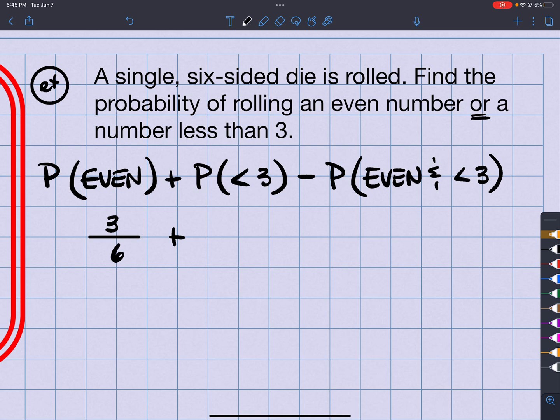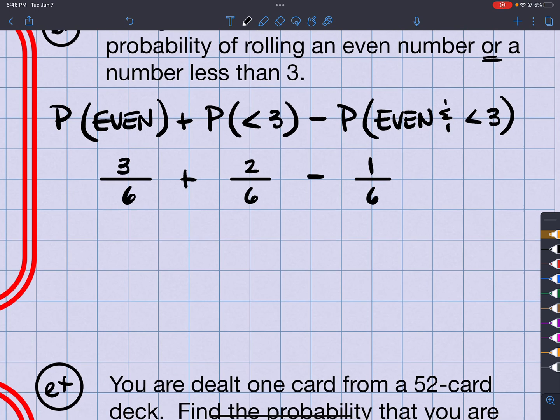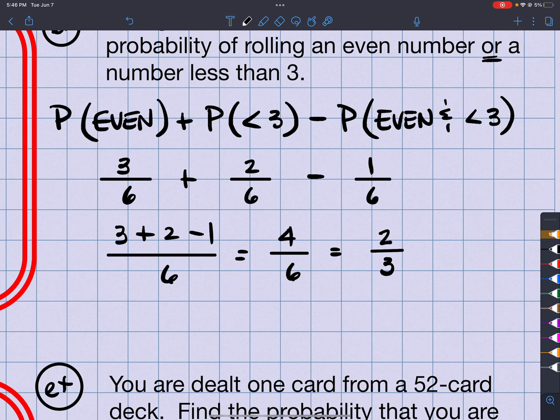What's the probability of it being less than 3? Well, the only numbers that are less than 3 on the die are 1 and 2. Not 3, because 3 wouldn't be included in here. So there's only 2 out of 6. Minus the probability of getting an even and less than 3. Well, the only number that's less than 3 and even is the 2. So that would be 1 out of 6. So what I have here is 3 plus 2 minus 1 all over 6, which gives me 4 out of 6, which reduces to 2 out of 3. So that would be my probability, 2/3.